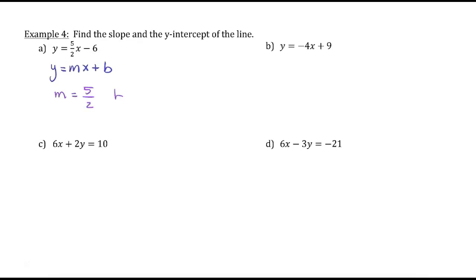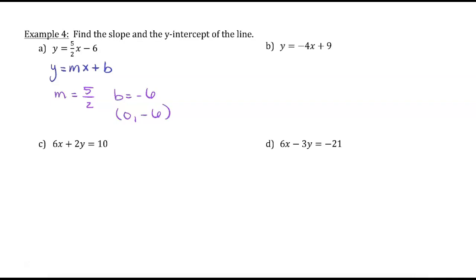We can also see that b is equal to negative 6. That is, our y-intercept is the point 0, negative 6. Let's look at D. This time, our equation is given to us in standard form.